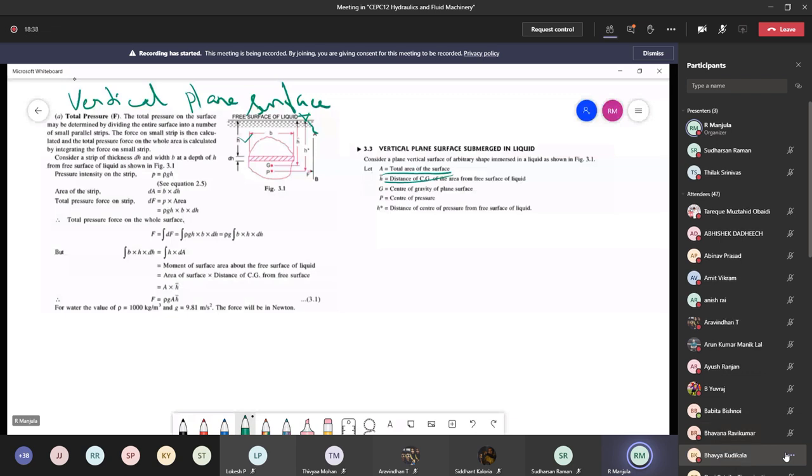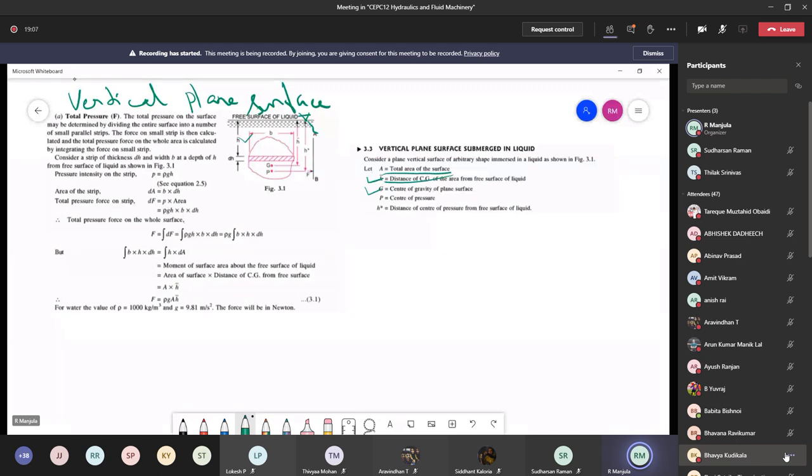h bar is the distance of the center of gravity of the area from the free surface, and G is the center of gravity of the plane surface. Okay, so there is a difference between h bar and G. h bar is the distance of the center of gravity from the free surface of the liquid, and G is the center of gravity of this plane surface alone.